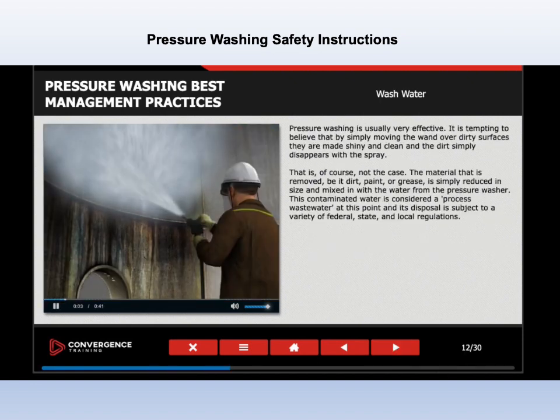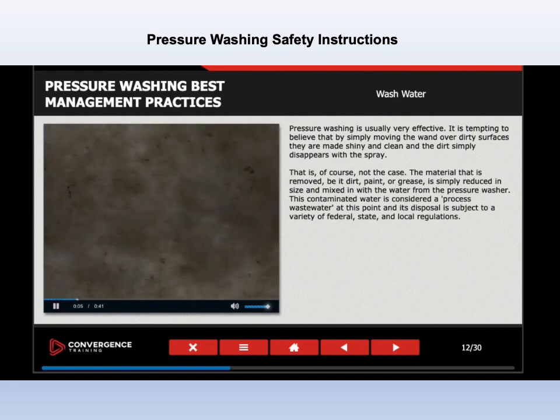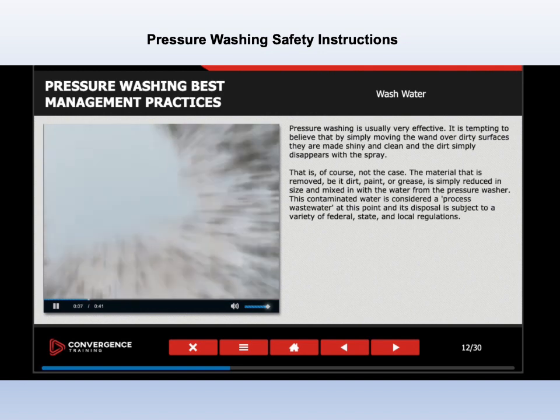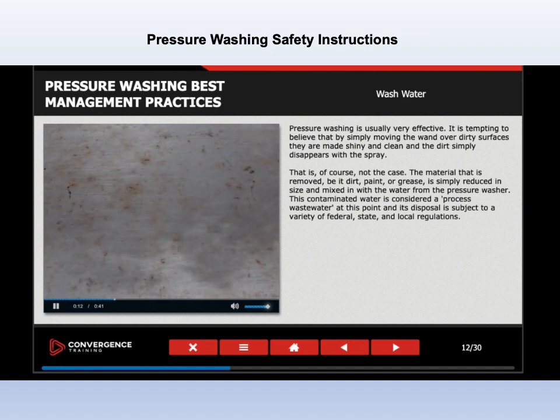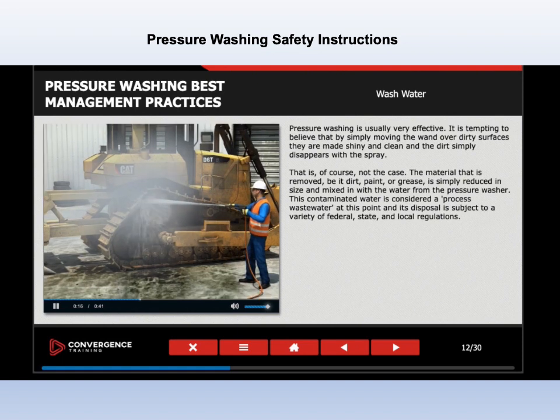Pressure washing is usually very effective. It is tempting to believe that by simply moving the wand over dirty surfaces, they are made shiny and clean and the dirt simply disappears with the spray. That is, of course, not the case.